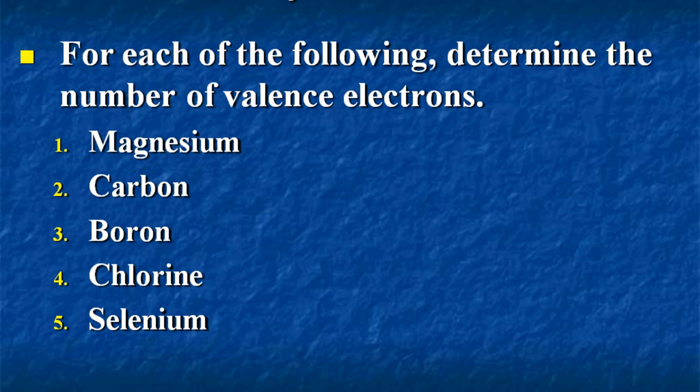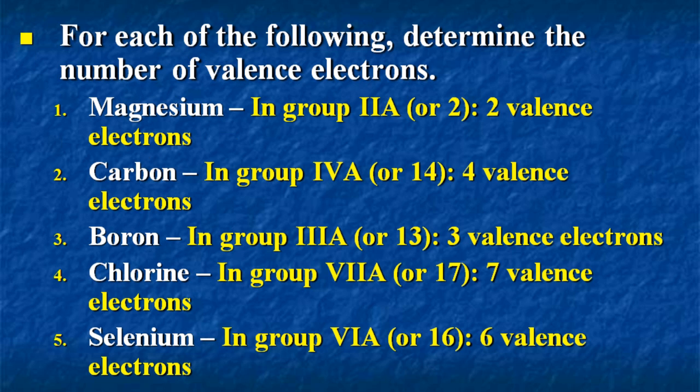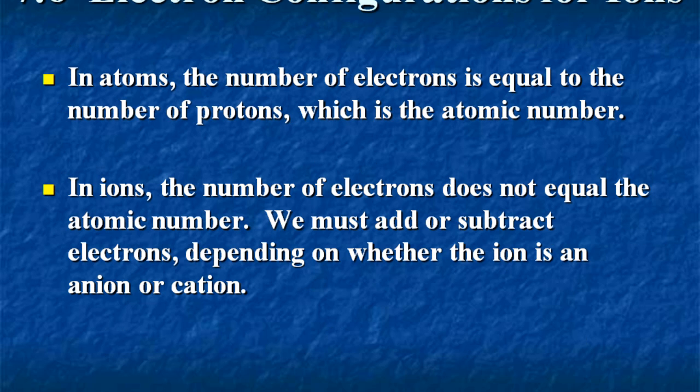Okay, a little more practice. Magnesium. Yes, magnesium is 2. Sorry, I blanked out for a second. Carbon, boron, chlorine, selenium. 6. Okay, good. There it is. Check which group they are in and that is the number.